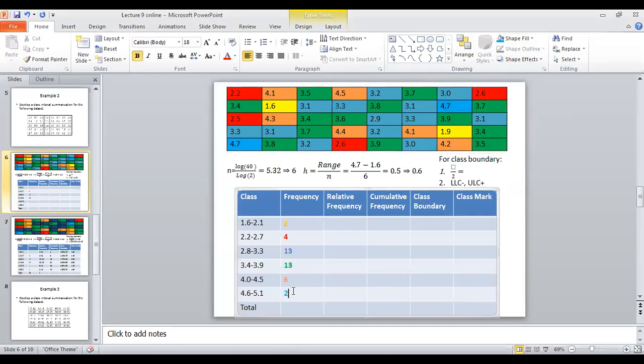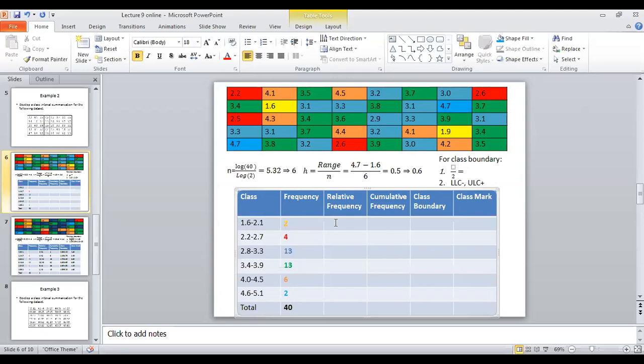Now if we sum all these frequencies, what does the result come out to be? 2 plus 4, and then plus 13, plus 6 and plus 2. So let's count it again. 2 plus 4 plus 13 plus 13 plus 6 plus 2, and the result is 40. This should be, because this is the total data set size, total frequency should be equal to 40.